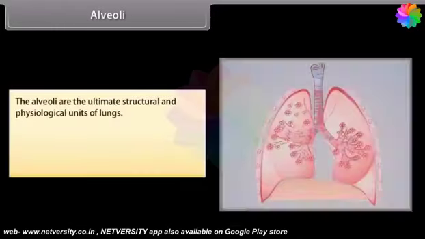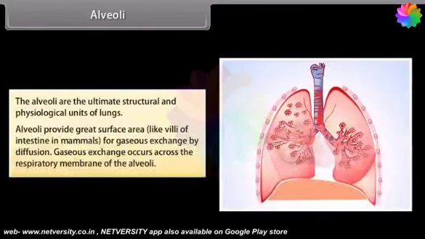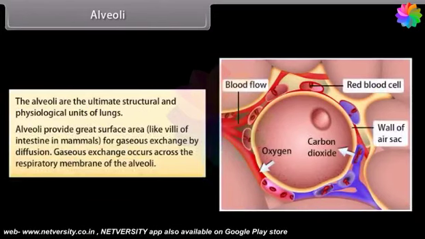Alveoli. The alveoli are the ultimate structural and physiological units of lungs. Alveoli provide great surface area, like villi of intestine in mammals, for gaseous exchange by diffusion. Gaseous exchange occurs across the respiratory membranes of the alveoli.